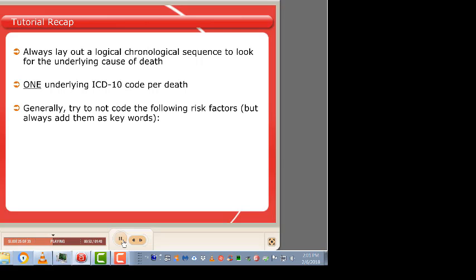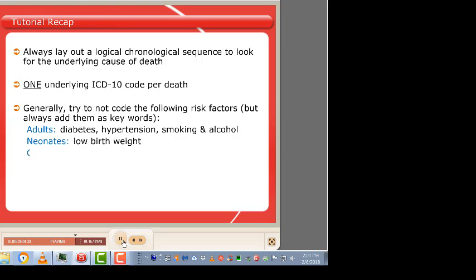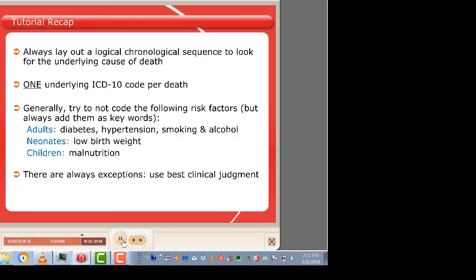Generally, do not code the following risk factors, but always add them as keywords. For adults, the risk factors are diabetes, hypertension, smoking, and alcohol. For neonates, the risk factor is low birth weight. For children, the risk factor is malnutrition. There are always exceptions. Use your best clinical judgment.